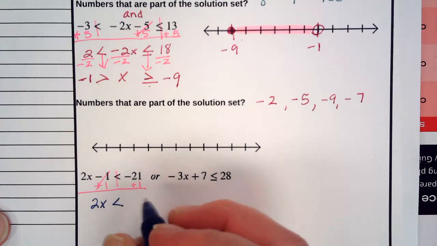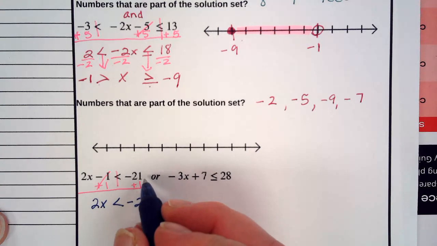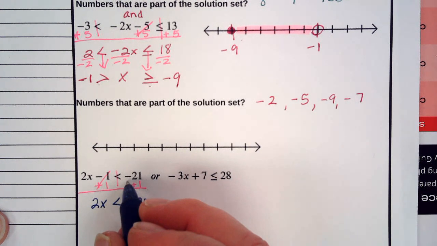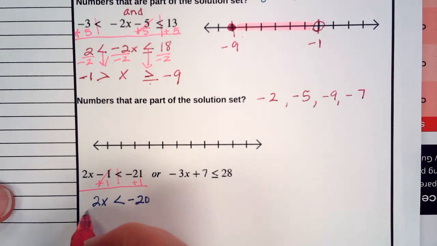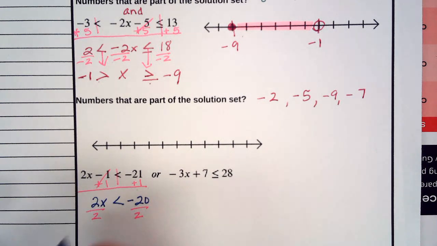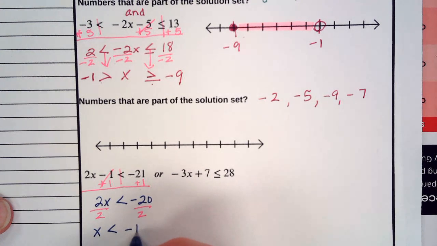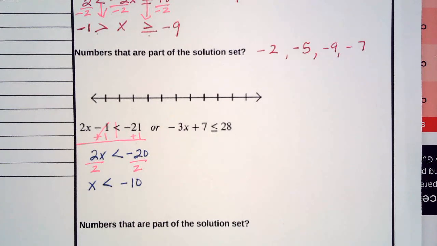2x is less than -20 because these are opposite signs, so I find their difference. 21 minus 1 is 20. Keep the sign of the larger. Now, divide by 2. X is less than -10. Okay, let's do the other one.